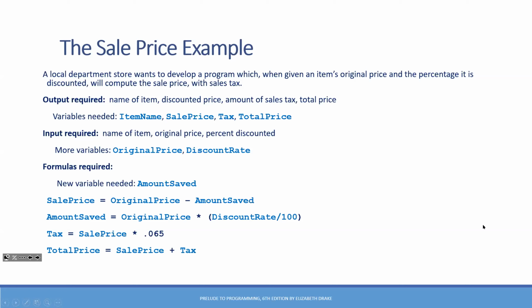So our output, we're just going to go ahead and identify those as variables. And our input, we're going to identify those as variables. And then to do all our calculations, we need one more variable, the amount saved. And so right here are all of the calculations we need to be able to do this whole program.